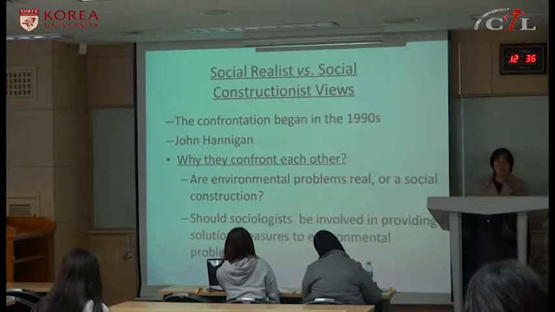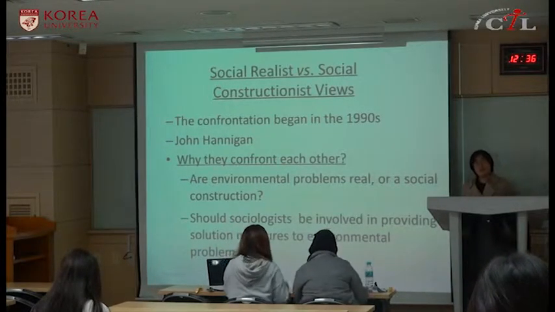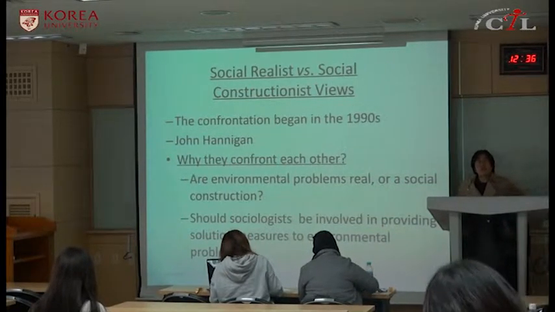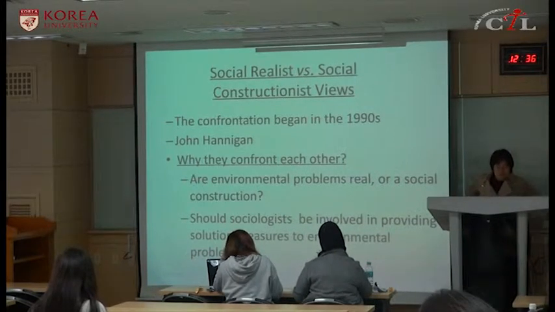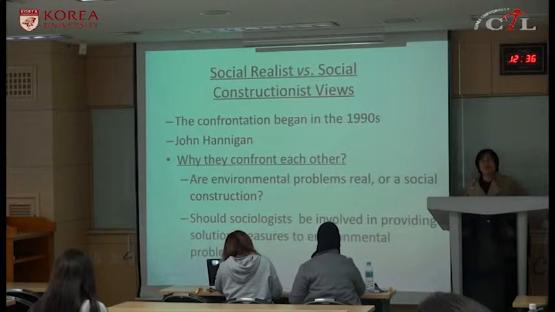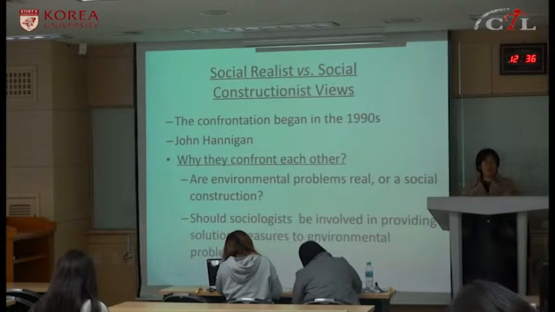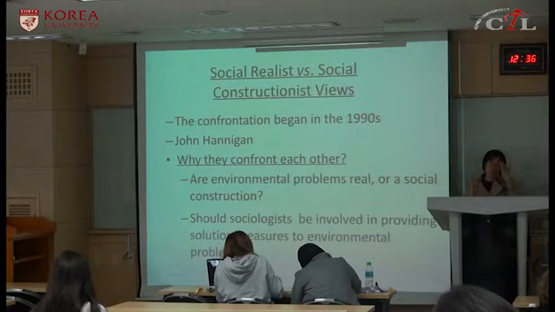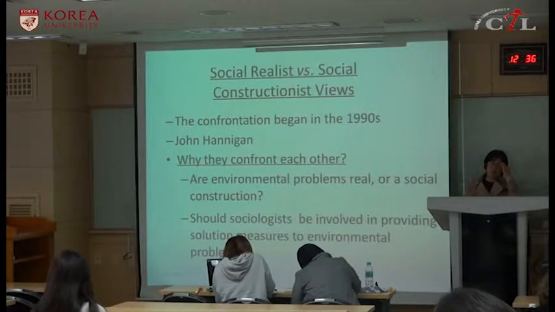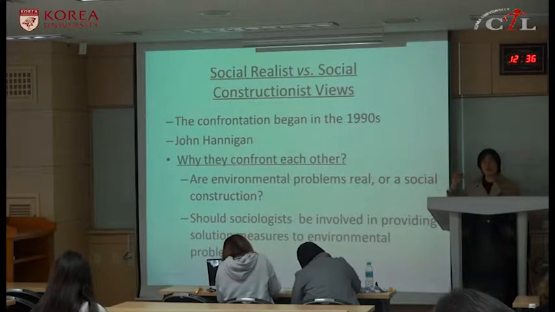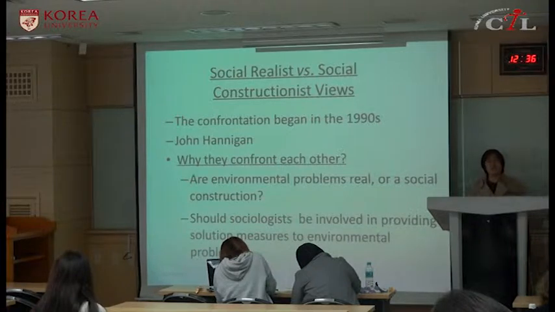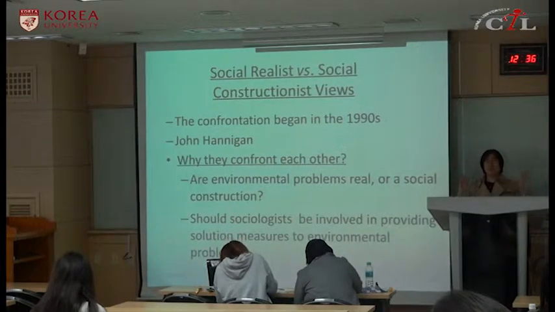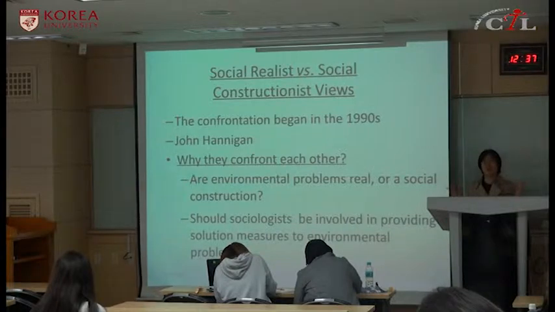Now, social realist and social constructionist views. Up to the 70s and 80s, social realist views were dominant in environmental sociology. Nobody argued that environmental problems are not real. In the 70s and 80s, environmental sociologists all agreed that environmental problems are real, and then we have to find solution measures to solve them. But in 1996, John Hannigan published the book titled Environmental Sociology: A Social Constructionist Perspective, and it shattered the community of environmental sociologists.